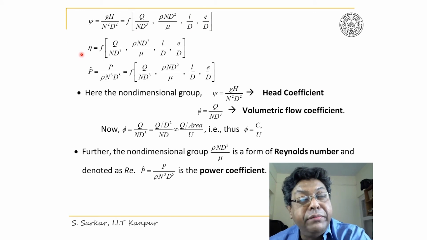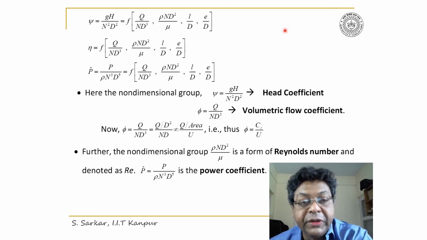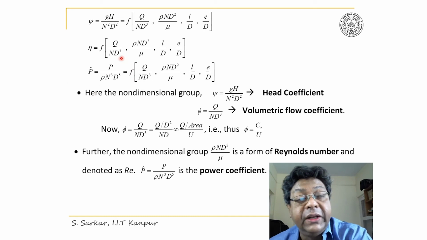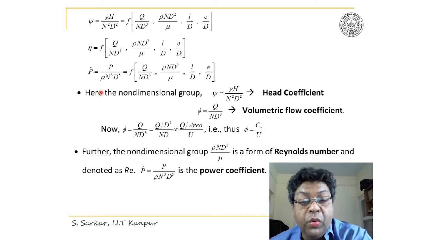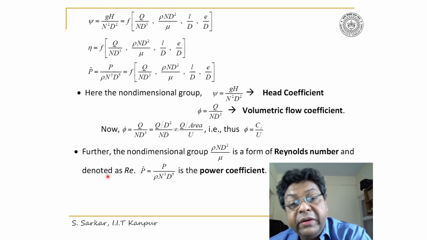Similarly, eta can be expressed as a function of these non-dimensional groups, and P tilde also can be expressed as a function of these non-dimensional groups, where P tilde is equal to P divided by rho N cubed into D to the power 5. Now here psi is called the head coefficient. Psi is equal to gH by N squared D squared. This is a non-dimensional pressure, non-dimensional head.